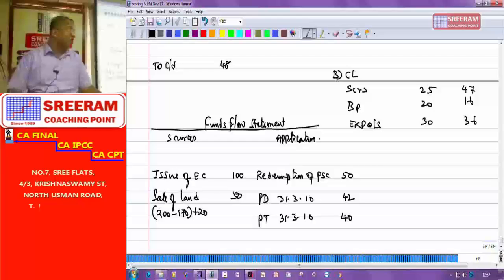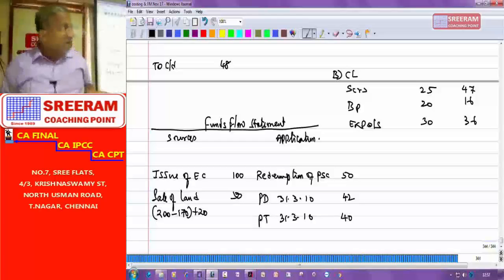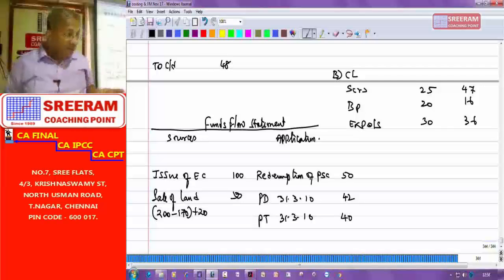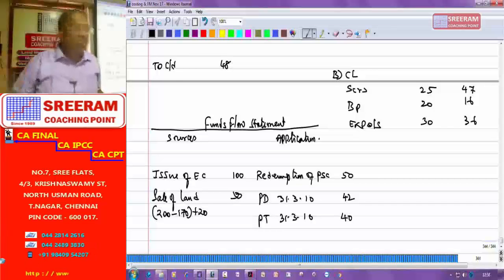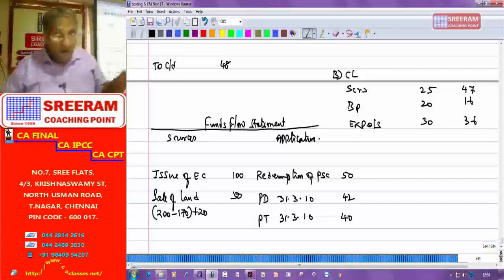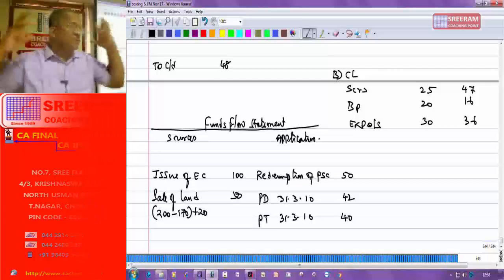Generally, they are supposed to have credited only to P&L account. We have no information as to how they have created the capital reserve, and no information as to how the land value has come down. I am correlating these two, and we are fixing it up like that.